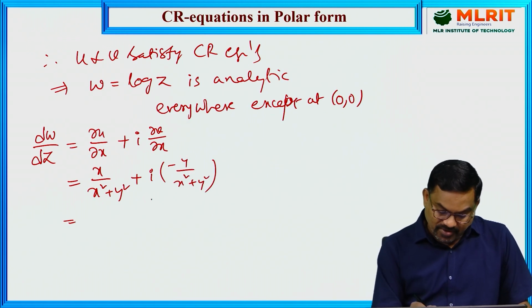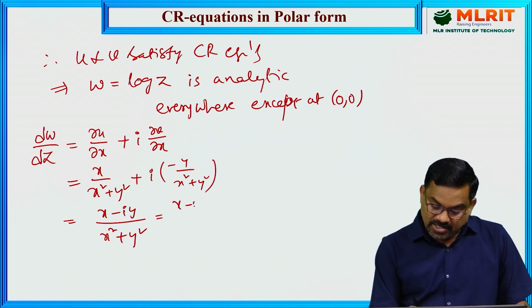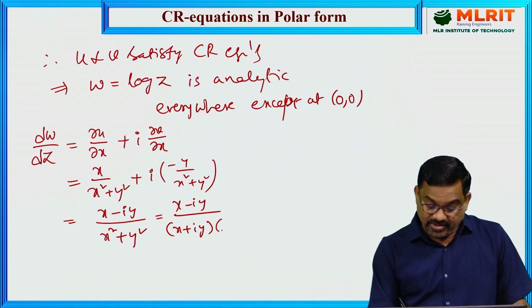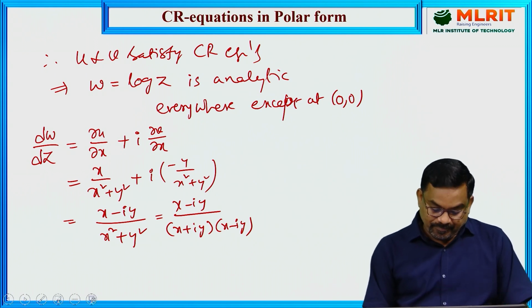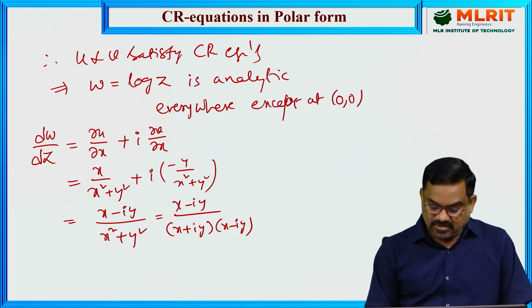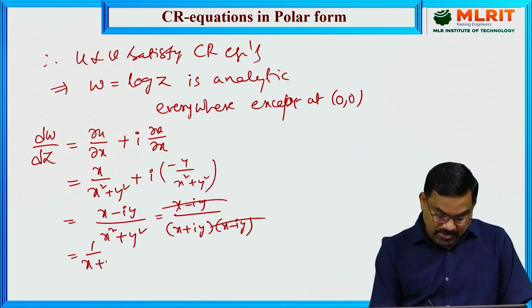So, after simplifying this, we get (x − iy)/(x² + y²). Now, we need to simplify this. The numerator is x − iy, and the denominator can be written as (x + iy)(x − iy), because (a + b)(a − b) gives a² − b², and −i² becomes +1. Therefore, we get x² + y². And now we can cancel these two things. So, 1/(x + iy).